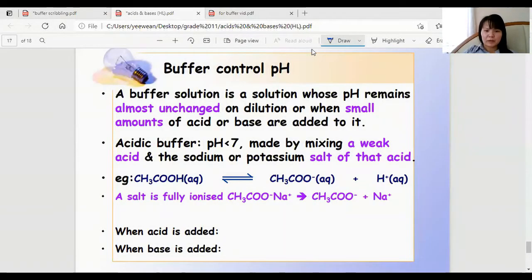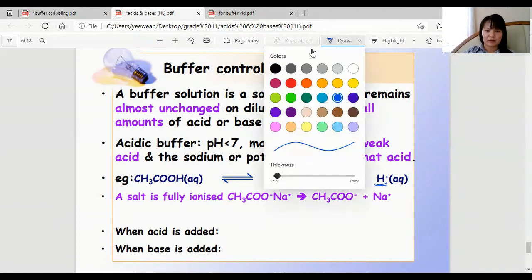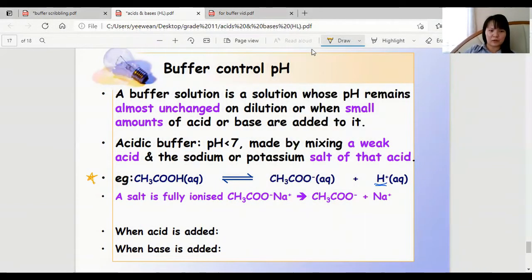Okay, so the equation that plays the main role in a buffer is the one that has a reversible arrow. It's going to balance the amount of H+. If the concentration of H+ is not much changed, then the pH won't change a lot, only by a very little bit. So this equation is very important in playing its role in the buffer solution. Salt is fully ionized, so this CH3COO- and Na+ are not going to reverse to become this. So this equation is only to provide the CH3COO-. That's an important role in this buffer solution.